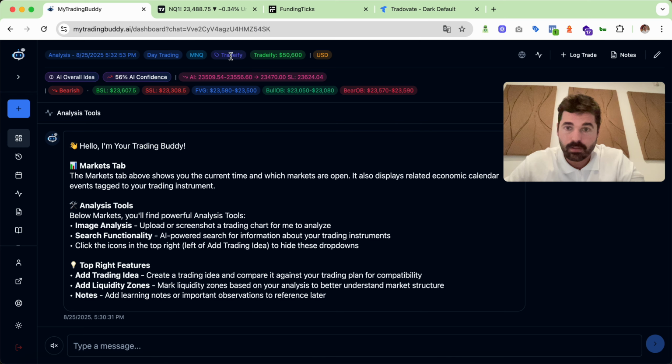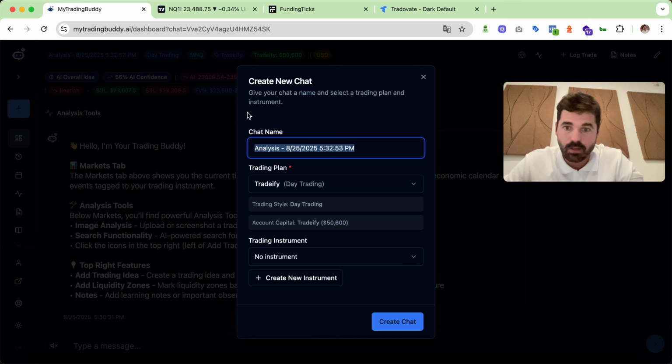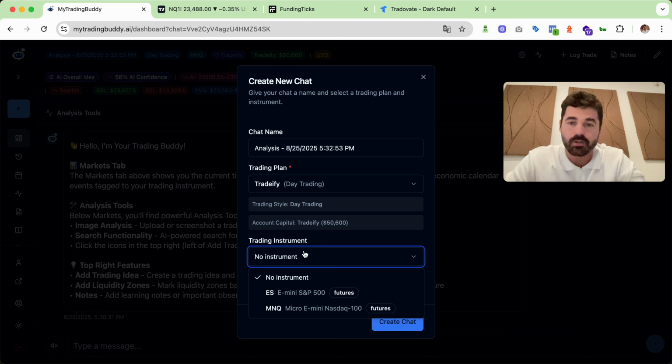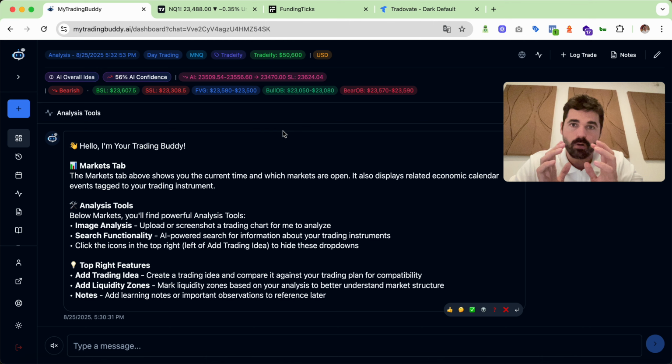And you also, when creating a chat, you tag your trading plan, and your trading plan has all your rules and your account capital, and then also the instrument that you're trading. This is very important because the AI within the chat will know everything about your trading plan, the amount of capital that you have, and the trading instrument.